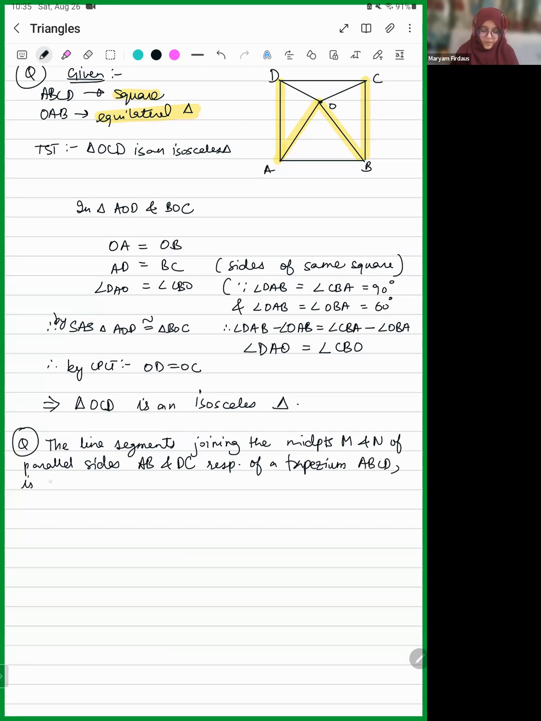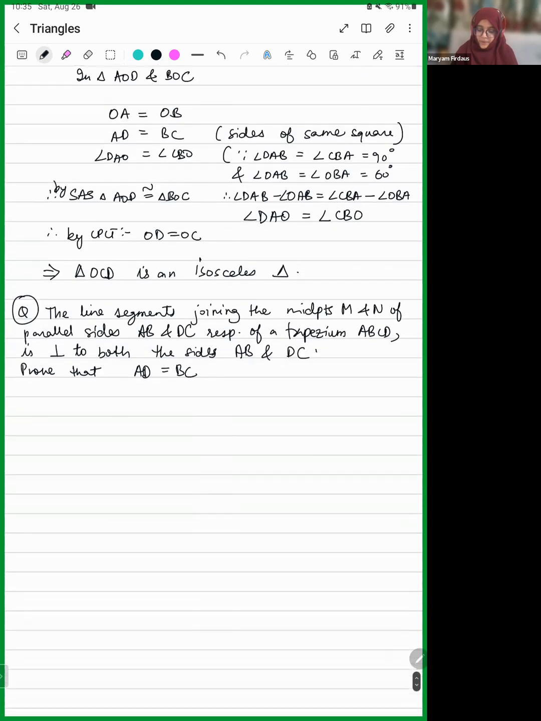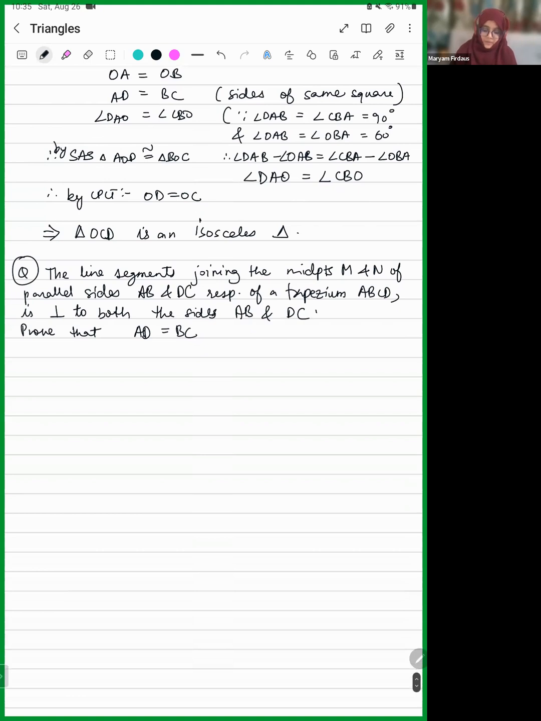is perpendicular to both the sides AB and DC. Prove that AD equals BC. So let's draw the figure. Are you all done writing the question? Okay. So let's draw the figure. So there is a trapezium.